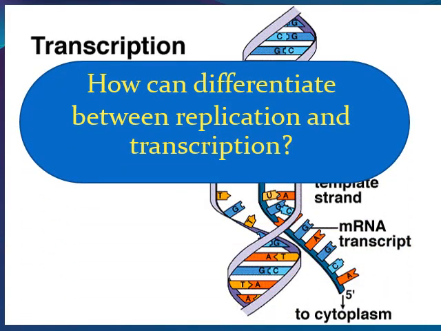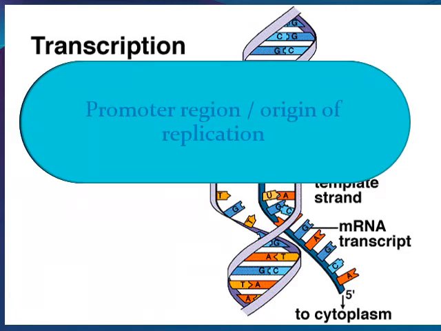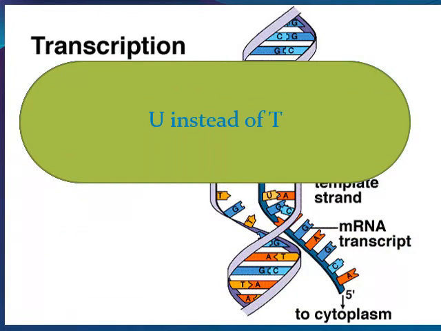How can we differentiate between the replication and transcription processes? There are main differences between them. One of these is that transcription uses the RNA polymerase enzyme instead of the DNA polymerase enzyme. RNA polymerase attaches to the region called the promoter region in transcription, whereas DNA polymerase attaches to the origin of replication in the replication process.